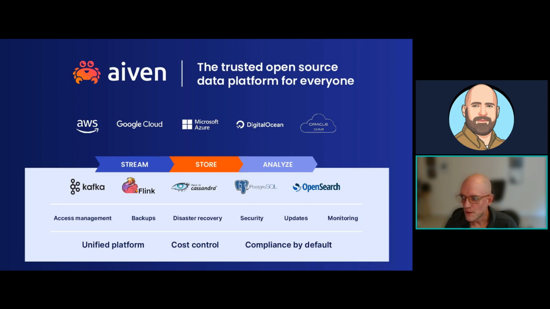And with Aiven's selection of fully managed popular data services, you can see some of them here, such as Kafka, Cassandra, Postgres, and OpenSearch. We help empower customers to focus on making their data applications better while handling the tasks of backups and disaster recovery. We have security and compliance by default, as well as service updates, maintenance, and upgrades. These are backed by a 99.99% SLA agreement and constant monitoring of your services.